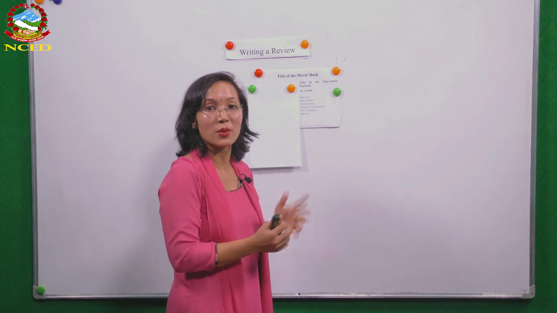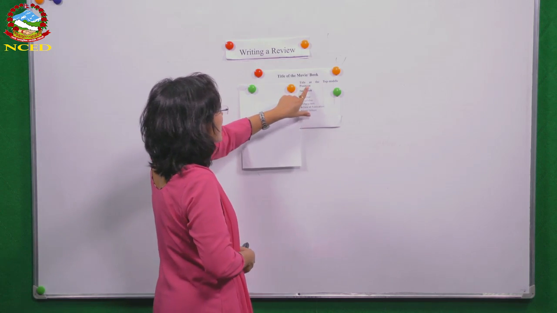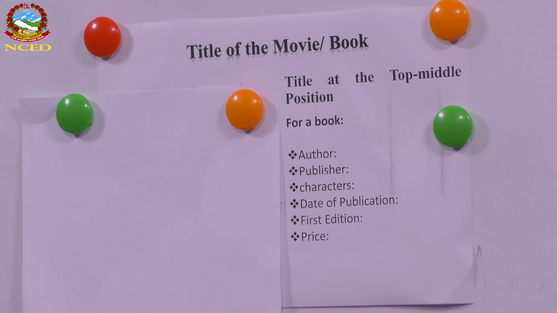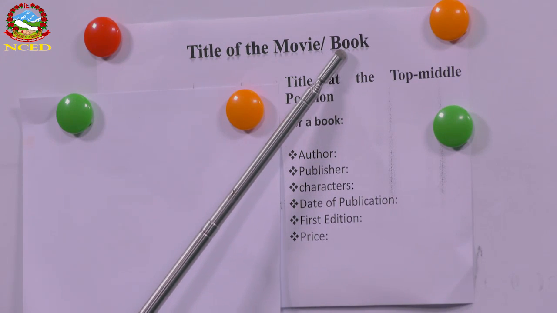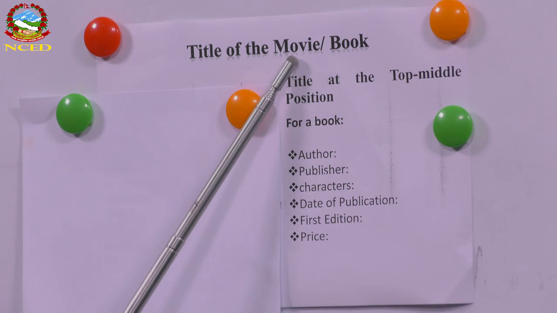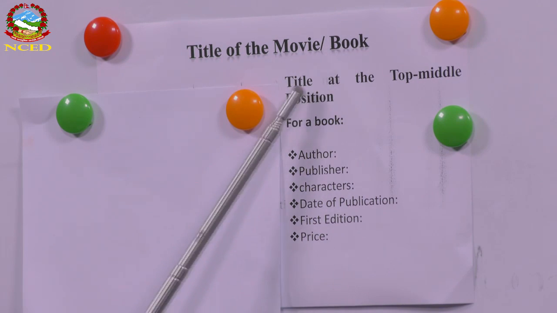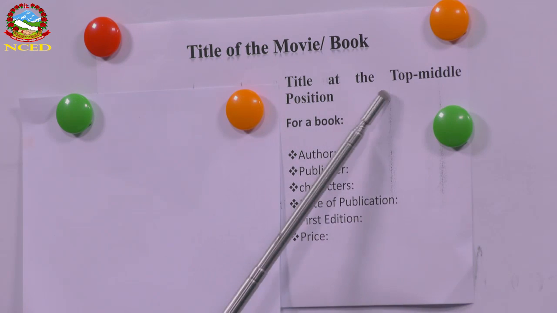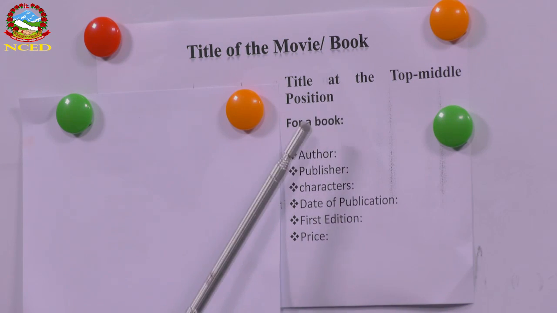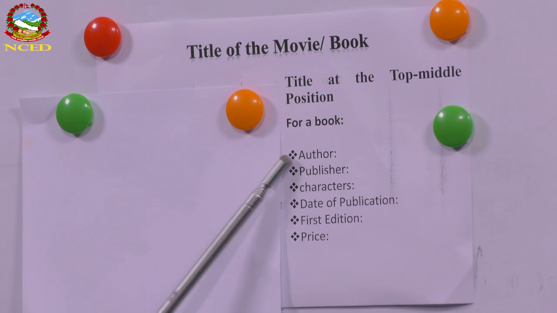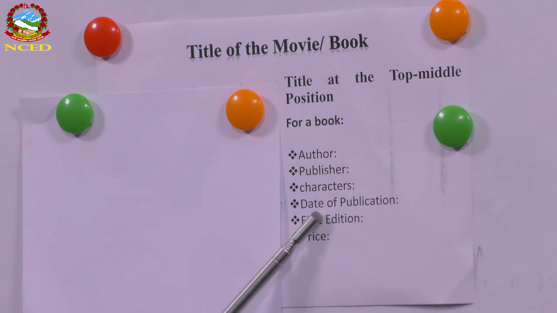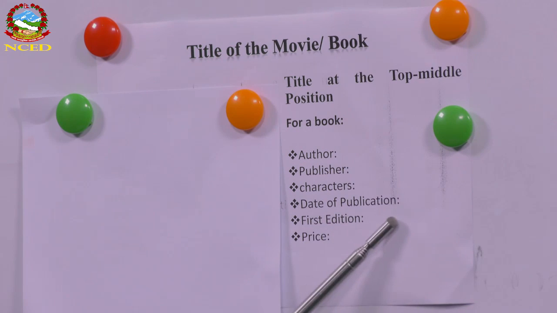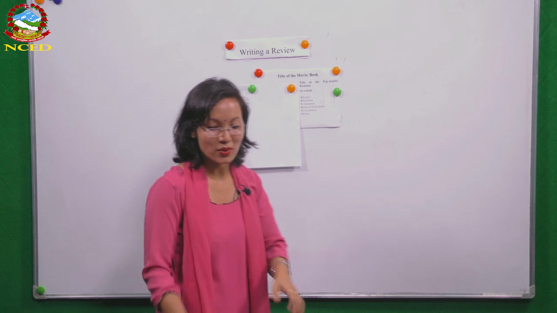So please take the help from your book. It's already in your book. But now it's about a book review. So first, what do we mention? We mention the title of the movie or the book that we went through. Is that clear? Title first, at the top middle position. Now it's for a book, so we mention the author, the publisher, the characters, when the book was published, the first edition and price. Is that clear?